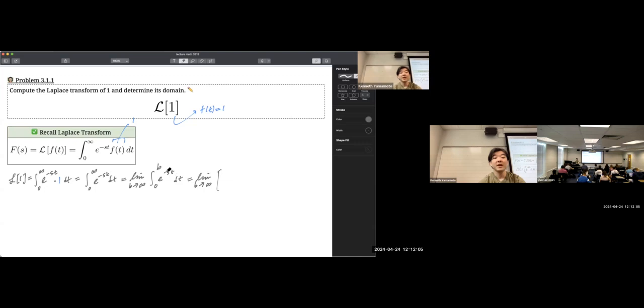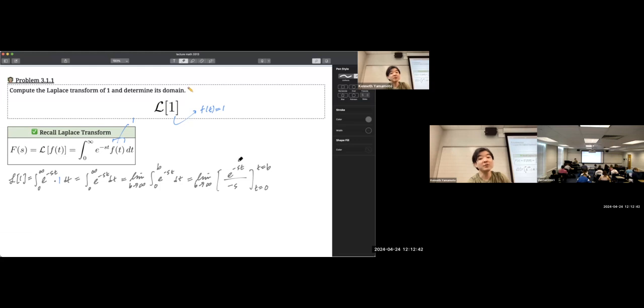So s is not the variable. So the integral is... Do you see, let's go backwards. If I were to take the derivative of this, s acts like your constant, because t is the variable you're integrating with respect to.